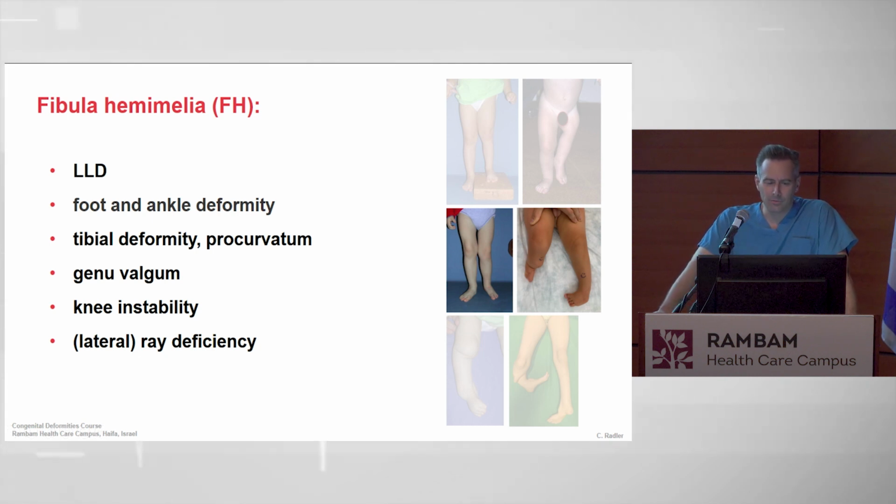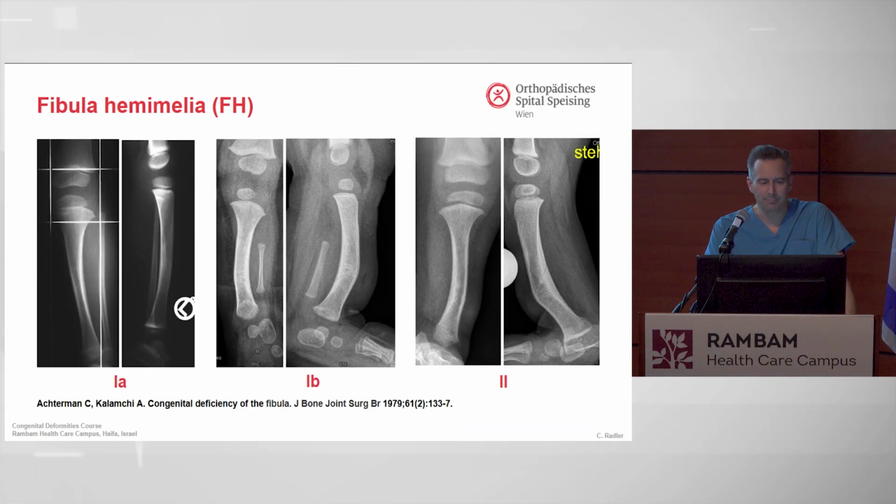We have a foot and ankle deformity, a tibial deformity, which is quite complex, with a procurvatum, but also a distal tibial deformity sometimes. We have, again, a valgus deformity, knee instability, and a lateral ray deficiency. And this lateral ray deficiency is really the first sign that you sometimes see. So whenever you only see 4 toes, something's very wrong, and something points towards a fibular hemimelia.